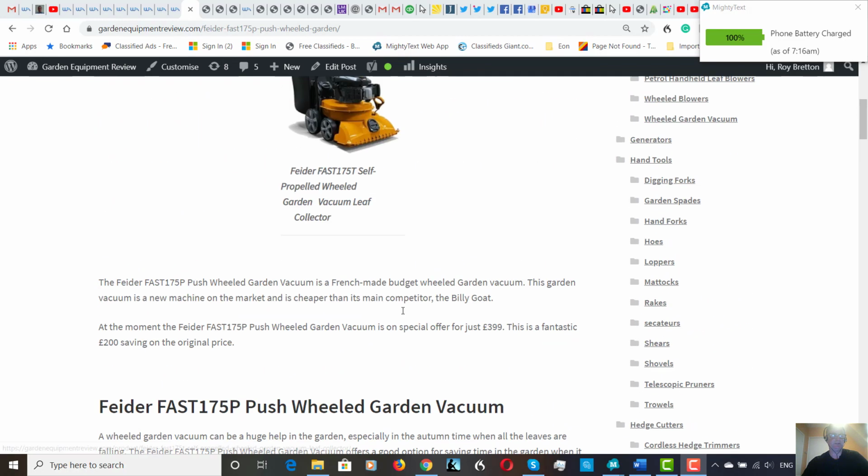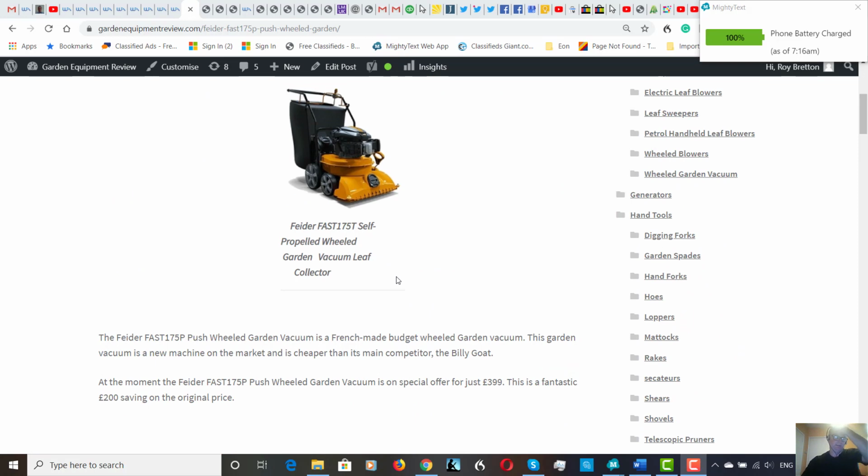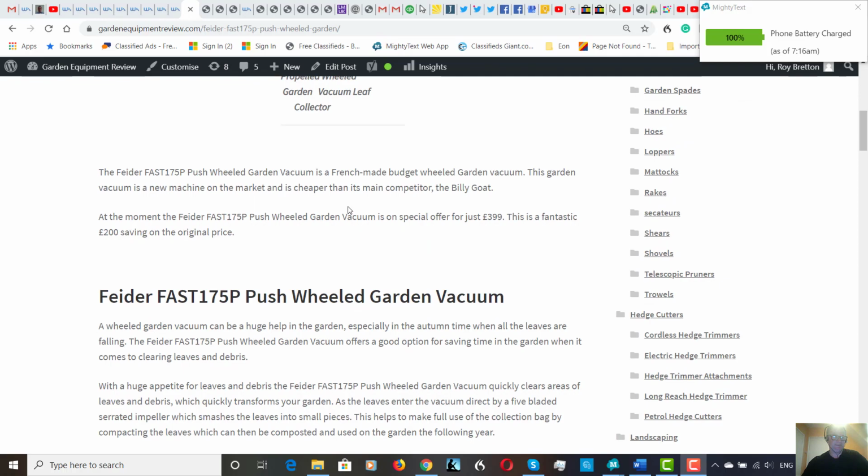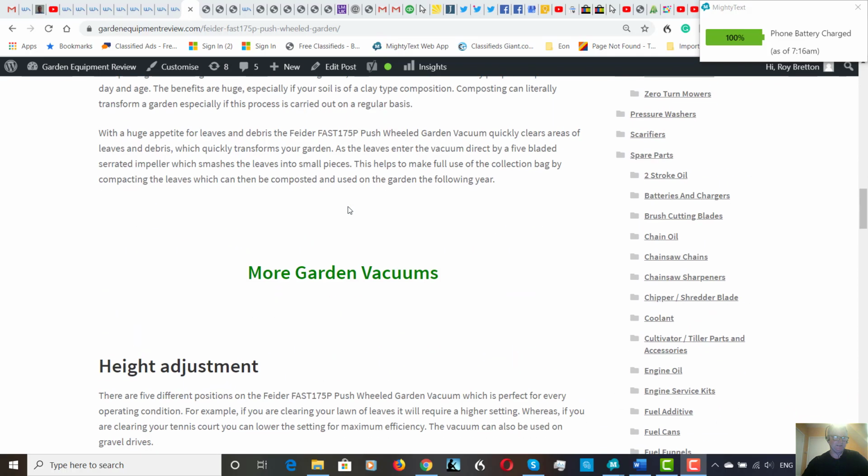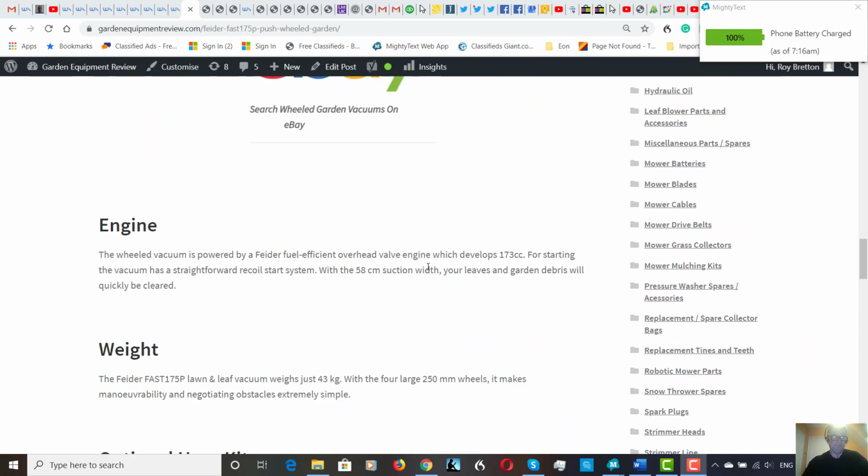But it's quite a lightweight machine, so it's not too difficult to push, and it comes with quite large wheels, which give you good manoeuvrability. It's powered by a 173cc engine with a recoil start. It's got a 58 centimetre suction, which isn't bad at all. The weight is just 43 kilograms, so that's not that heavy to push, to be fair, when something's on four wheels.